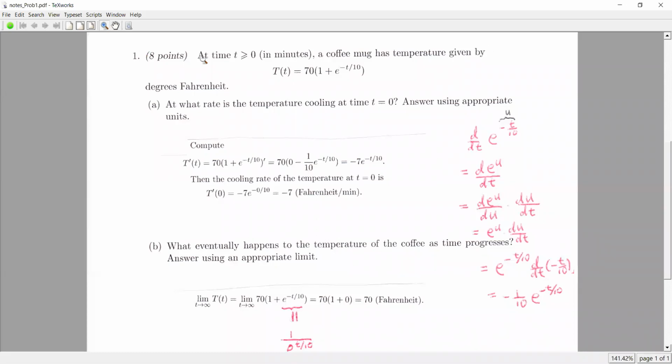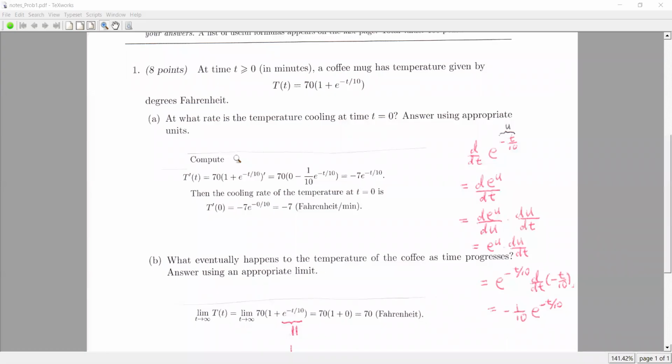Problem 1. At time t, a coffee mug has temperature given by this function. Part A. At what rate is the temperature cooling at time t is 0? Answer using appropriate units. A rate is a derivative. Part A asks for the derivative at the instant when time is 0.